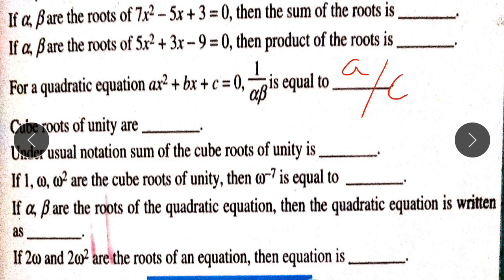This is done ahead. If alpha and beta are the roots of the quadratic equation, then the quadratic equation is written as, means roots are given and we are going to form the quadratic equation. So quadratic equation can be formed by x square, sum of the roots times x, plus product of the roots. Sum of the roots will be alpha plus beta, and product of the roots will be alpha into beta because no values are given. If 2 omega and 2 omega square are the roots of an equation, then we're going to form the equation here. These two parts are done in next slides.